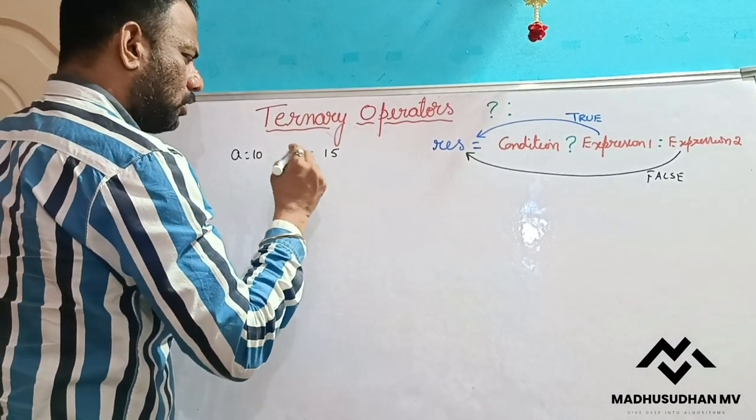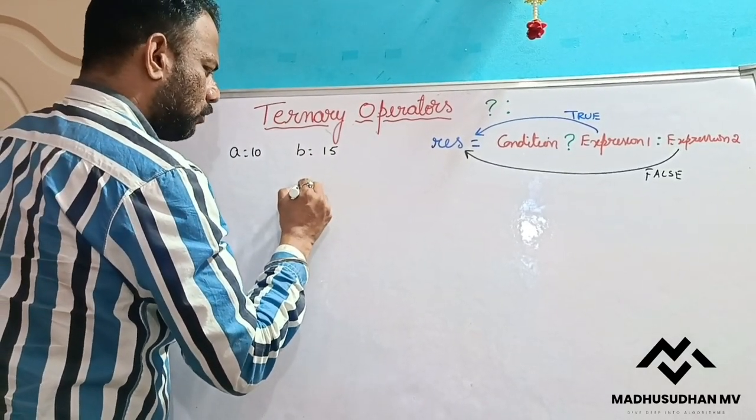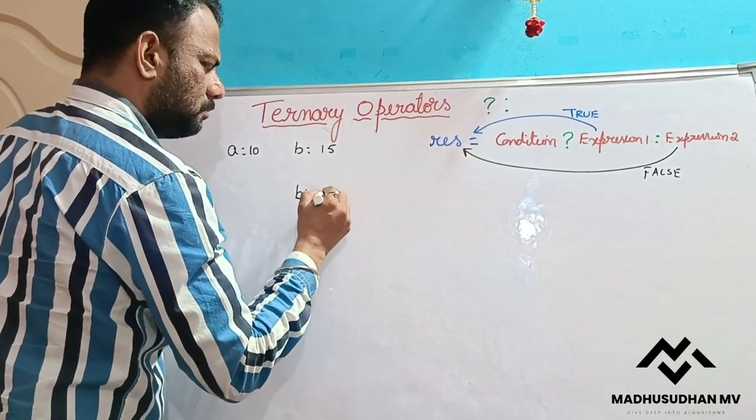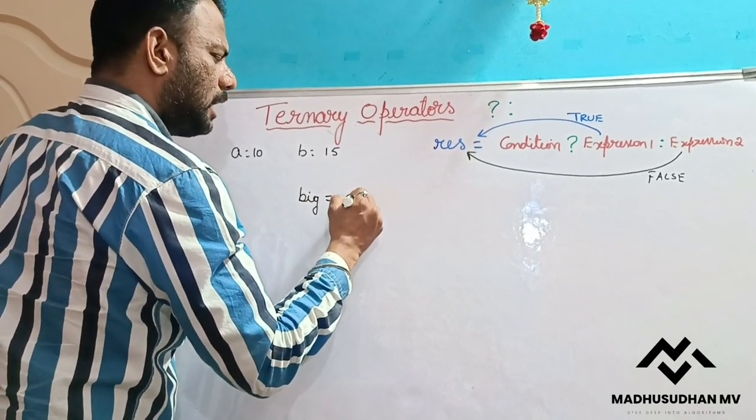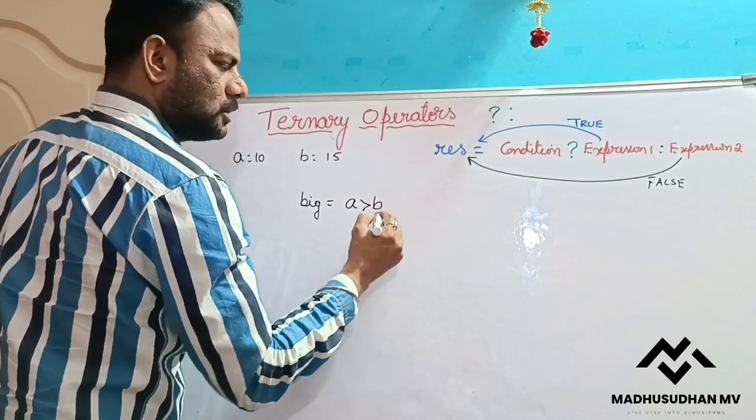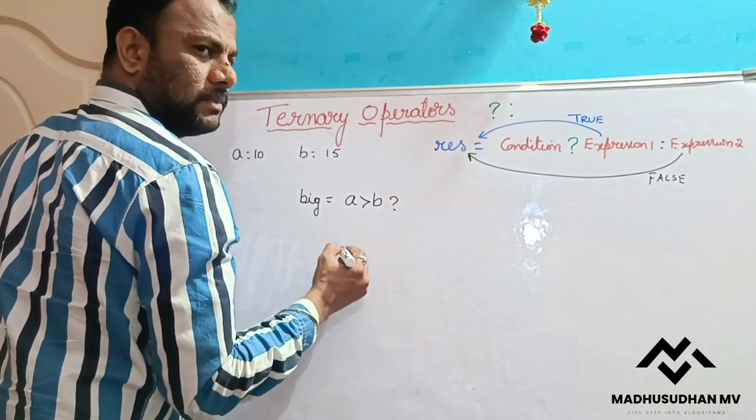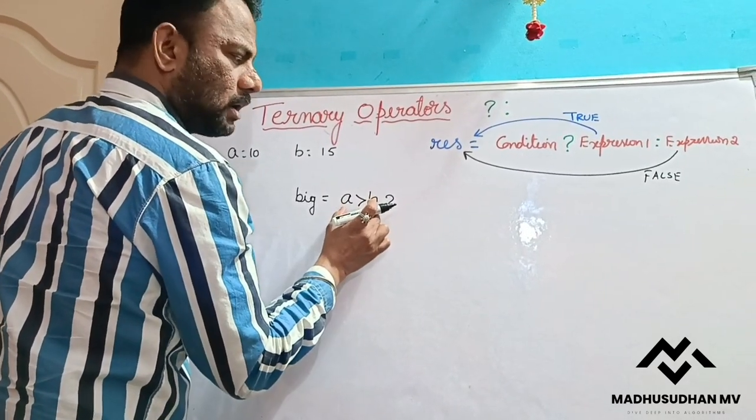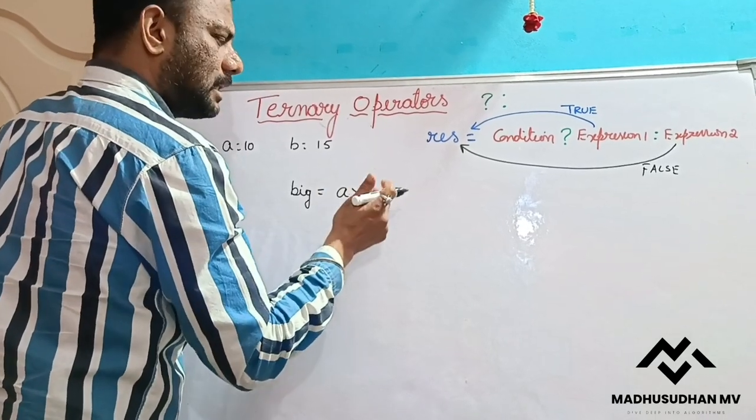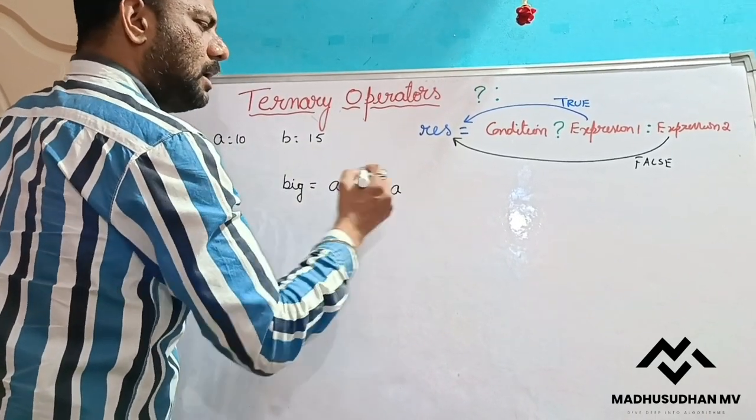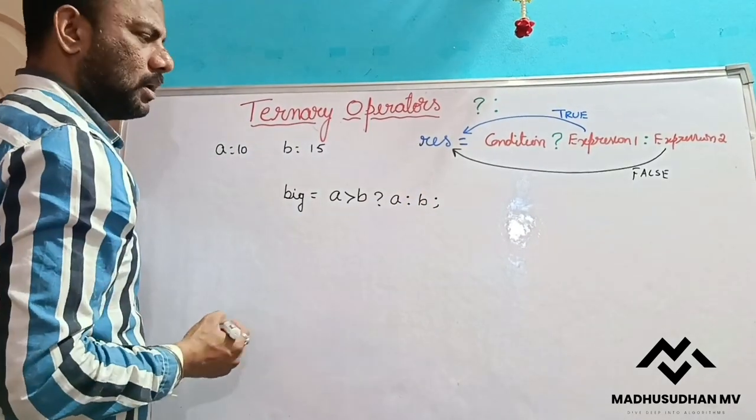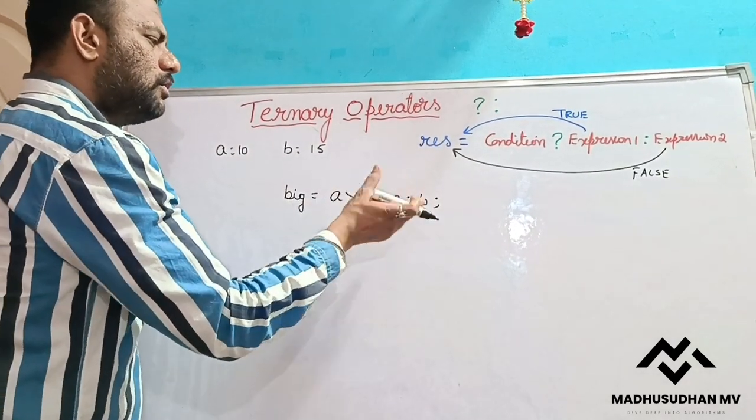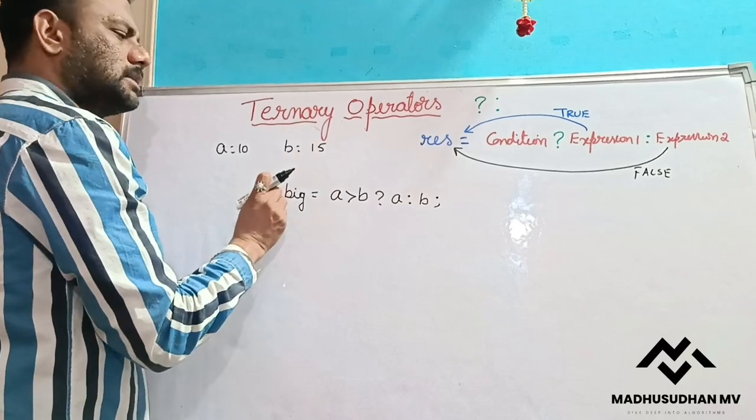I'll take one variable called big. So big is equal to, now I have to check the condition. What is the condition? A is greater than B. Then after that, the question mark. If the condition is true, that means A is greater than B, then I am assigning A to big. Otherwise, colon, B. Then as usual, a semicolon. Whichever is bigger will be assigned to big.